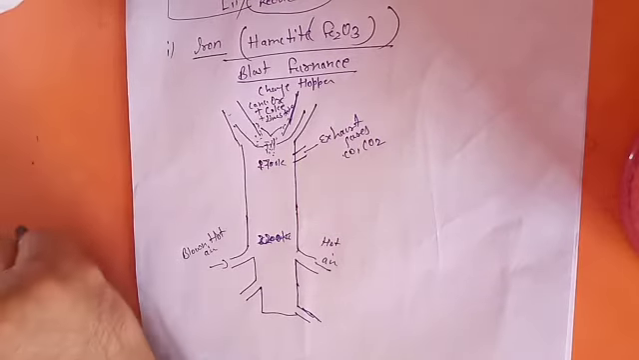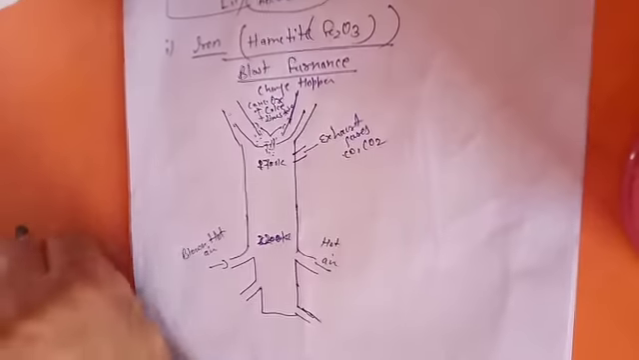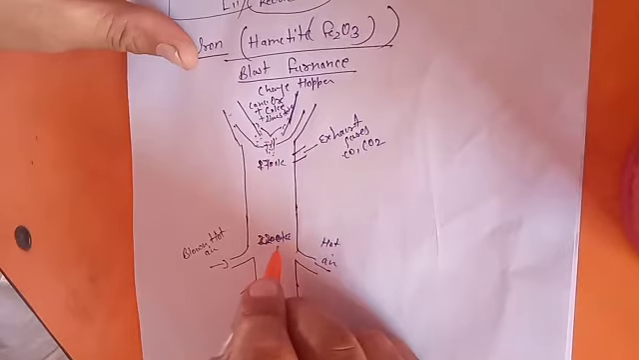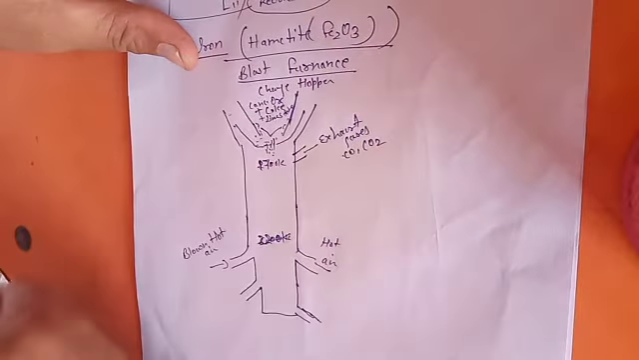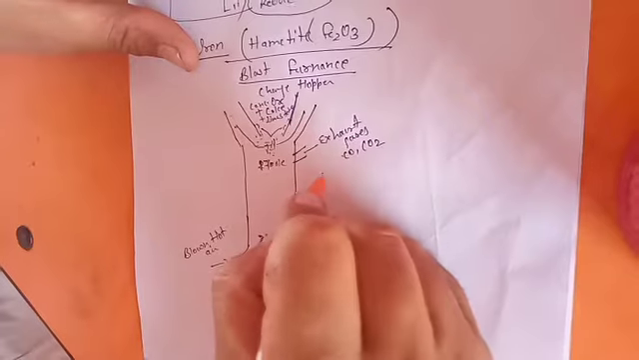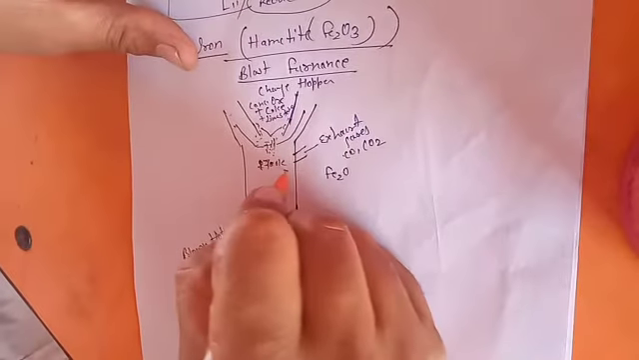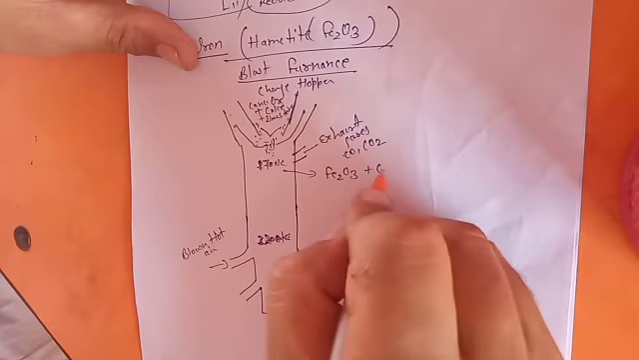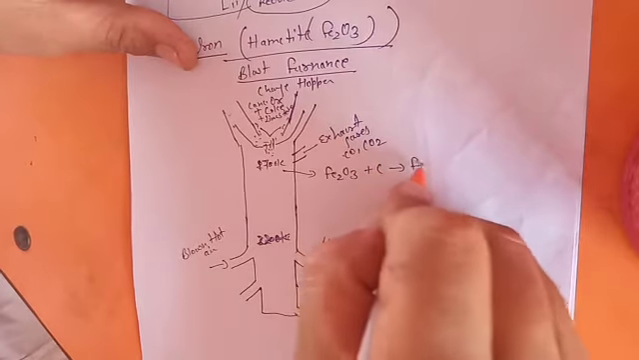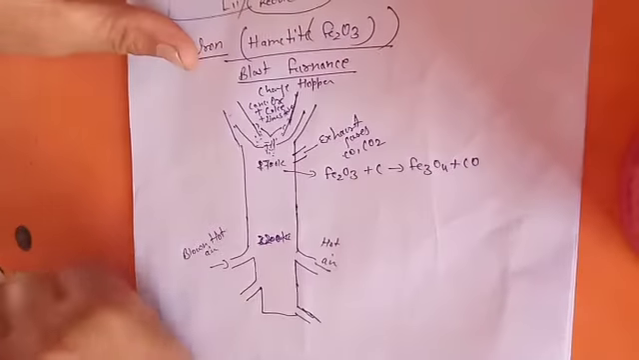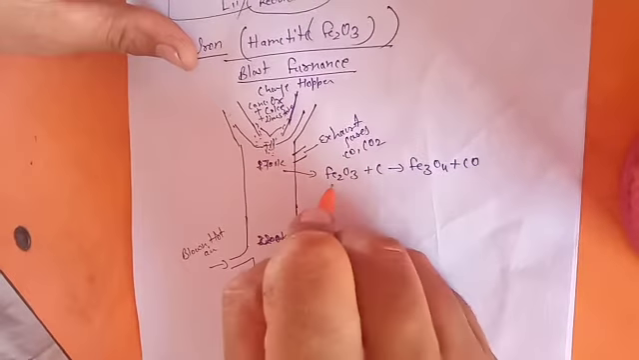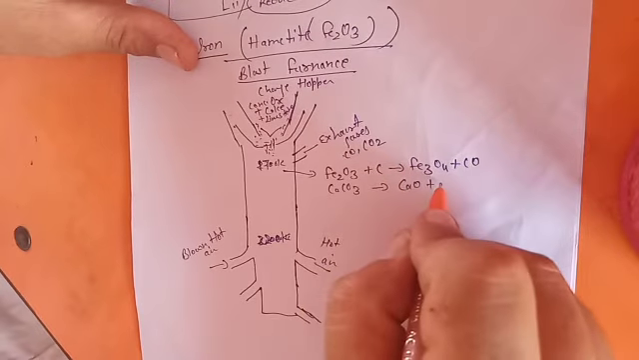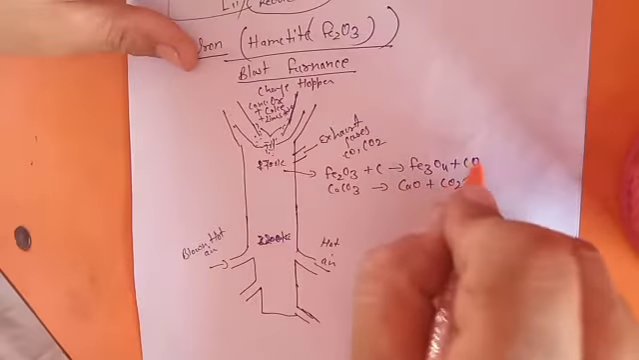So what happens at different ranges? When the concentrated ore comes down, the coke starts burning, and up to here the coke has burnt completely. That's why the temperature is higher here. In this region, Fe2O3 combines with carbon and gets converted into Fe3O4 plus carbon monoxide. At the same time, limestone gets converted into calcium oxide, leaving carbon dioxide outside.